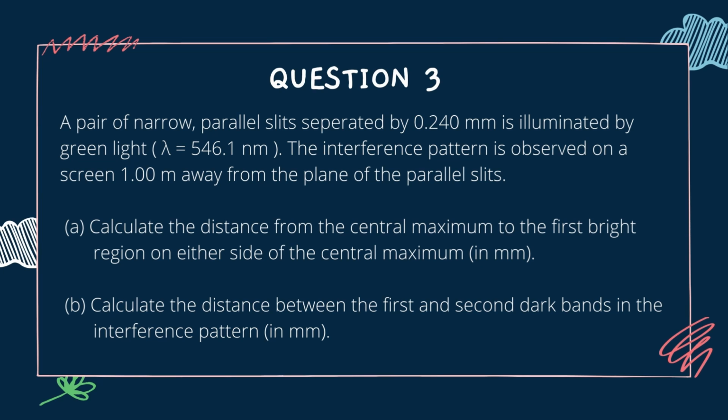The question reads: a pair of narrow parallel slits separated by 0.240 mm is illuminated by green light, lambda equal to 546.1 nanometer. The interference pattern is observed on a screen 1 meter away from the plane of the parallel slits. A. Calculate the distance from the central maximum to the first bright region on either side of the central maximum. B. Calculate the distance between the first and second dark bands in the interference pattern.